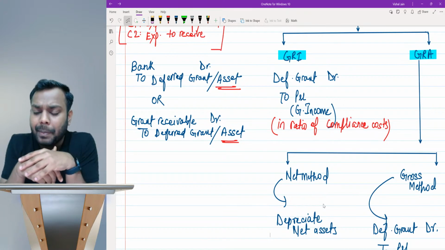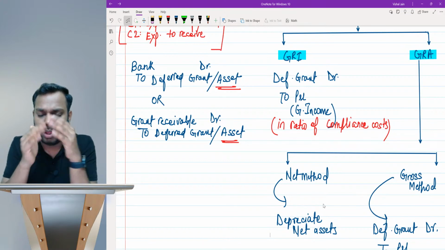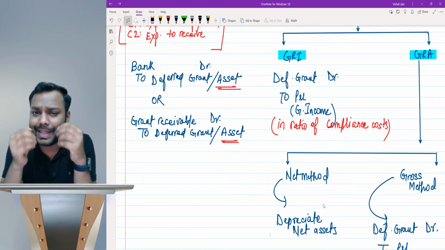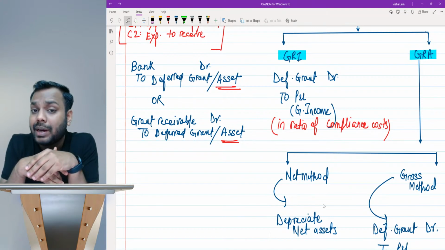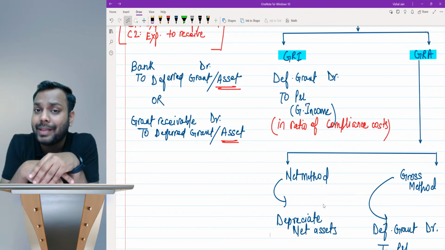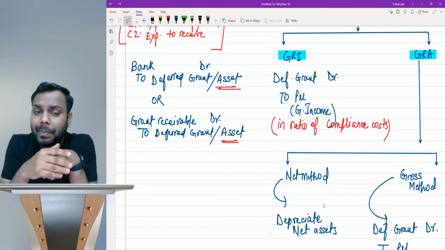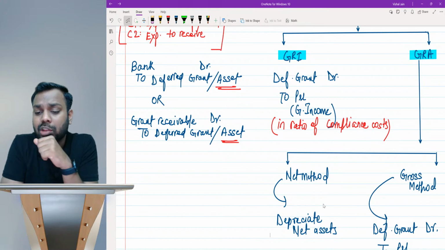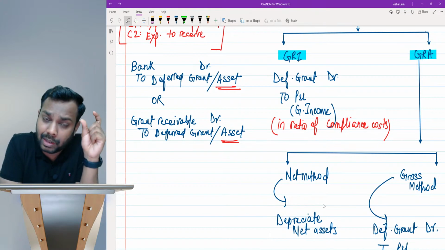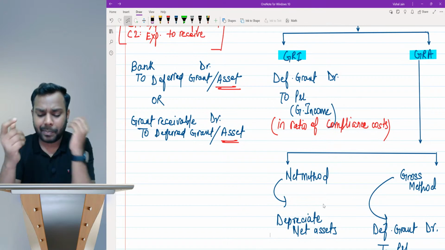So what happens in the net method and gross method? The impact in the P&L remains the same, but the presentation changes. In the net method, we just show reduced depreciation cost. In the gross method, we show grant income on the income side and depreciation cost on the expense side. Let me show it with an example.